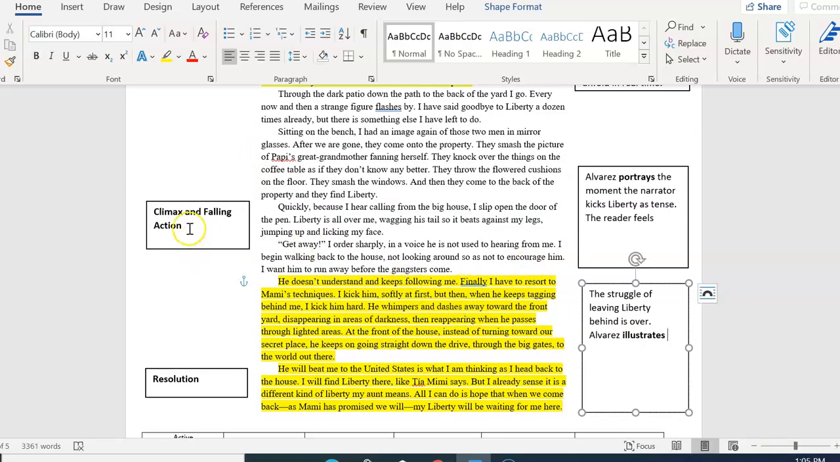So in the climax and falling action, we know that's the turning point, and for the reader's understanding, it's very emotional, very intense, and then we start tending toward the resolution. We can see where this is going. So Alvarez portrays the moment the narrator kicks Liberty as tense. The reader feels sad and knows the final outcome. Liberty must be left behind.